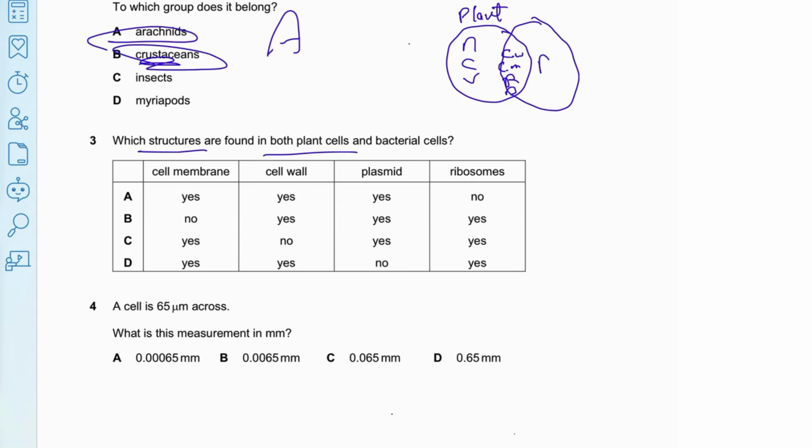So, plasmid, you can place plasmid here in the bacteria part. So, which structures are found in both? He's looking for this area. Let's go for it. Cell membrane, cell wall, plasmid. No, plasmid is only here. Cell membrane, no. So A and B are wrong. Let's go for C. What do you think? Cell membrane, cell wall, no. It's shared. So my answer is D. Cell membrane is shared, cell wall is shared, plasmid is shared. I'm sorry, plasmid is not shared, and ribosome is shared. So my answer is D.